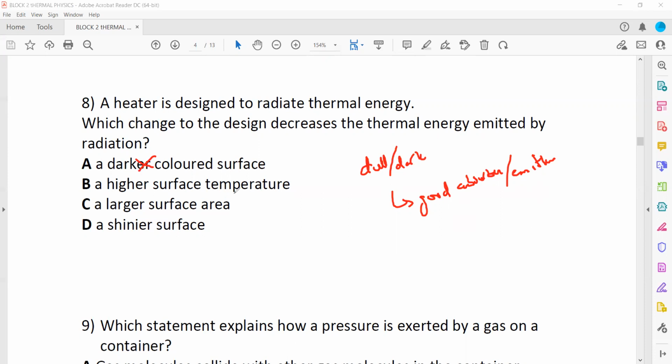High surface temperature: if we increase the surface temperature, hot objects lose energy much faster as compared to cold objects. Using a large surface area, more particles are exposed to the surrounding, so it will lose energy faster. If we make it shinier, because shiny and smooth surfaces are good reflectors, most of the energy will be reflected and a small amount of energy will be lost. So D is the right answer.